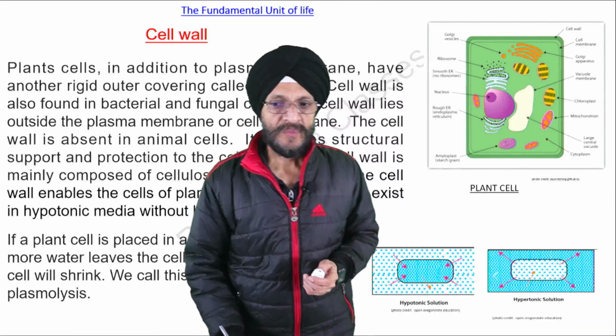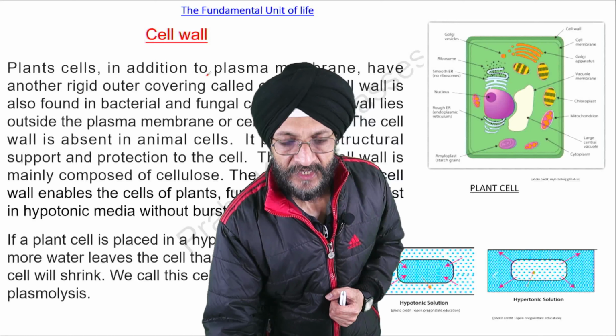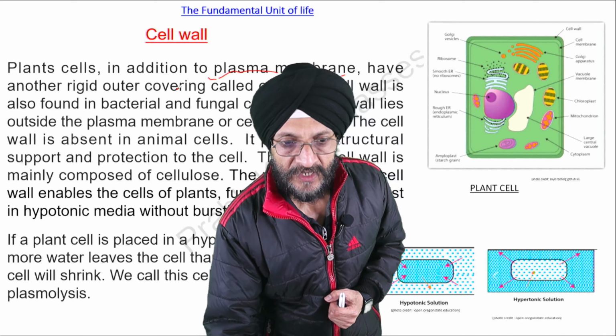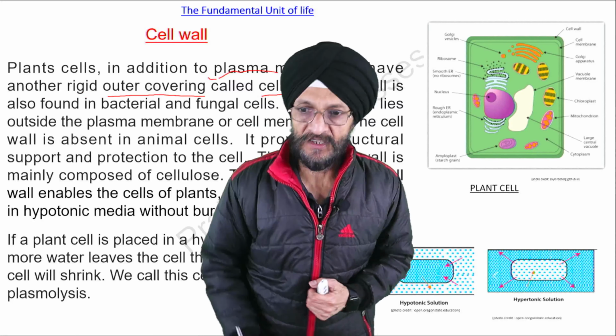In this course, we will learn about cell wall, cytoplasm, nucleus, and ribosomes. First, cell wall. Plant cells, in addition to plasma membrane, have another rigid outer covering which is known as cell wall.